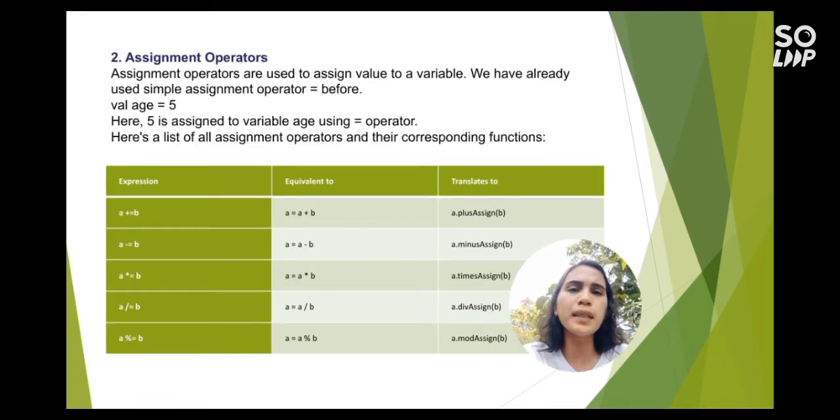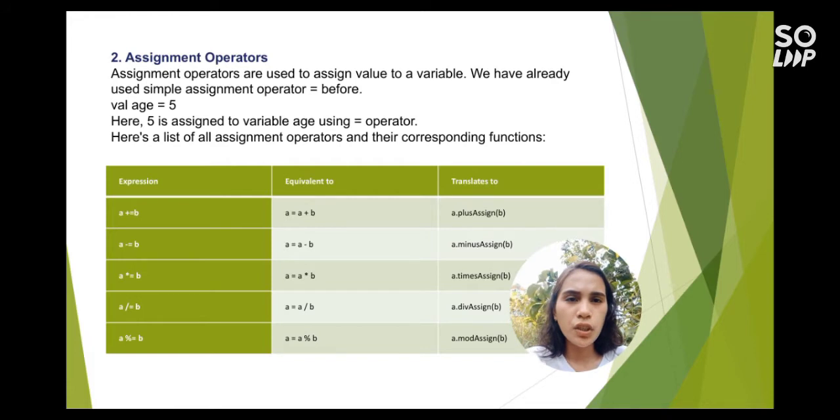Number 2, assignment operators are used to assign a value to a variable. We have already used the simple assignment operator equals before: val age equals 5. Here 5 is assigned to the variable age using the equals operator. Here's a list of all assignment operators under corresponding functions.